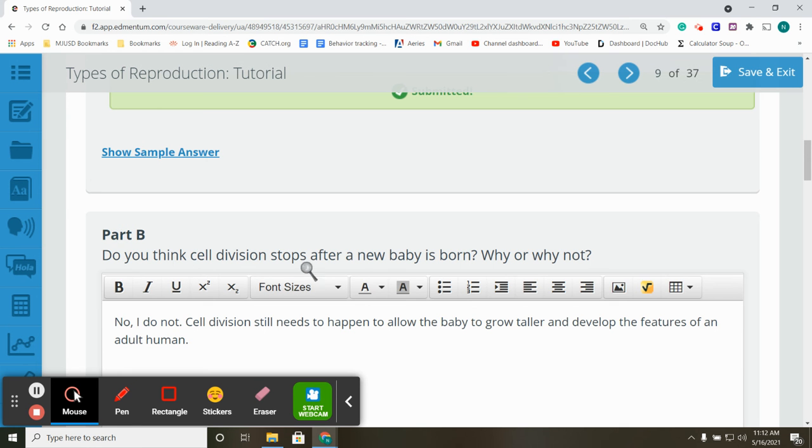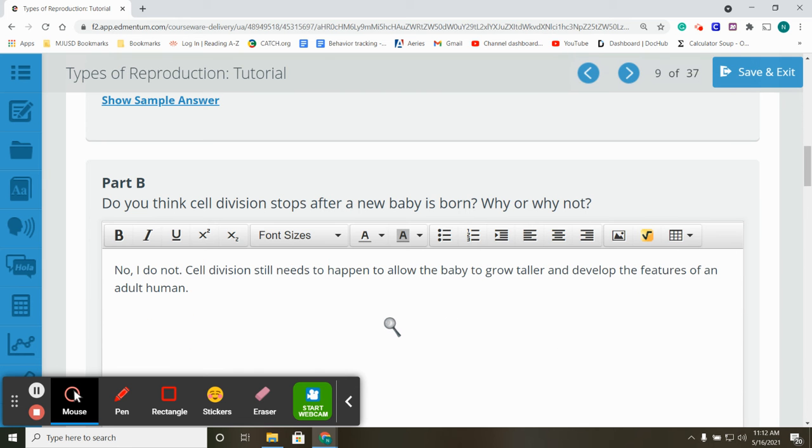Do you think cell division stops after a baby is born? Why or why not? No, I do not. Cell division still needs to happen to allow the baby to grow taller and develop the features of an adult human.